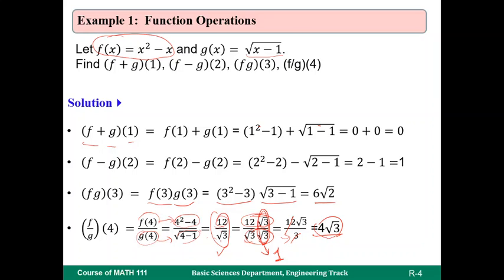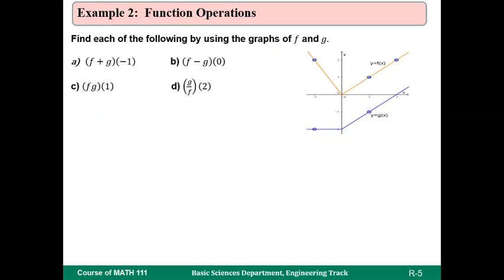Let's look at this example, and it says find each of the following by using the graphs of f and g. Now f is this and g is this. How to find f plus g of -1? So we have to calculate f of -1 plus g of -1.